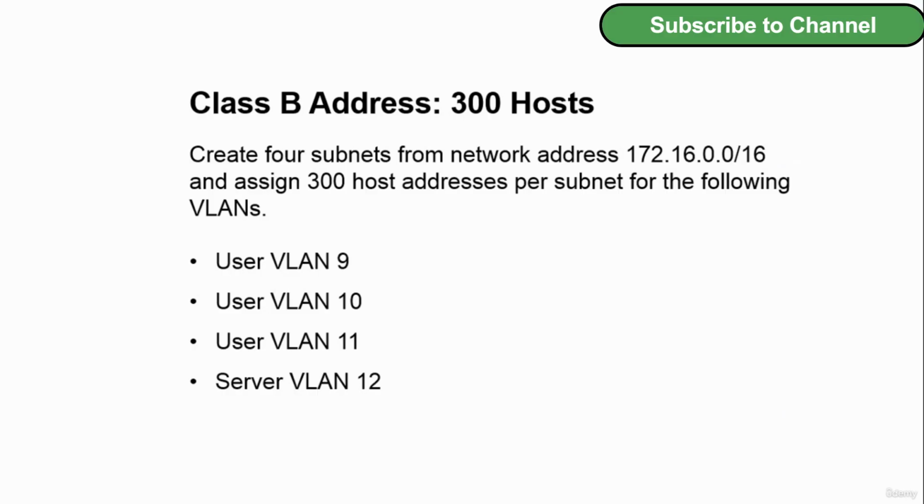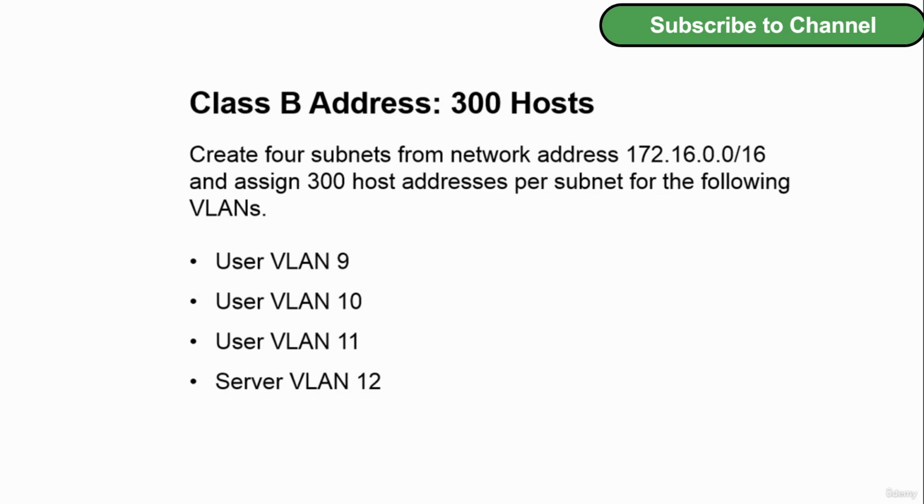So this is the last example of the Class B addressing, and I've gone right up to 300 hosts. So this will make it interesting. I want to use a Class B address. In this case, you found out I have to use a Class B address. There's 300 hosts, but I want to create 4 subnets from 172.16, and this just denotes notation for what is a Class B address.